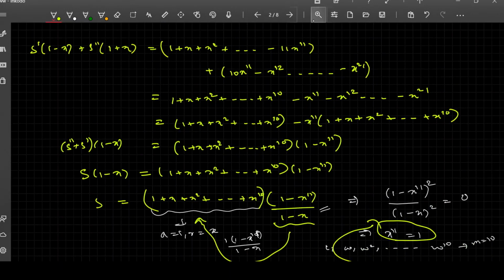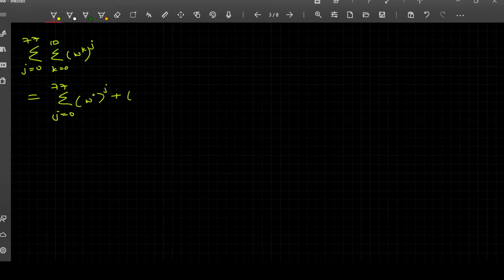So the question turns out to be sigma j equal to 0 to 77, sigma k equal to 0 to 10, because m is equal to 10, and this is equal to omega power k whole power j. So this is sigma j equal to 0 to 77. First expanding the first sigma, that turns out to be omega power 0 whole power j plus omega power 1 whole power j plus so on, plus omega power k, last is 10, whole power j. So this is what we'll end up with.